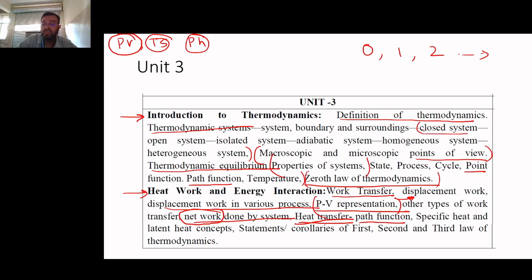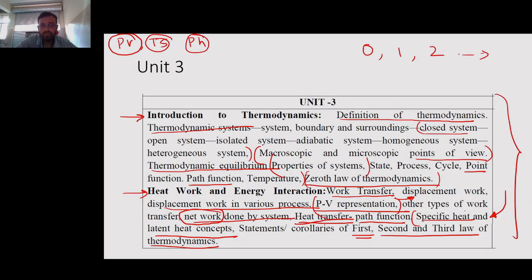Then we'll be looking at specific heat and latent heat concepts. These are very important concepts that we have to introduce and clarify, just in case you have not covered this in your previous years of formal education. Then we'll be looking at the first law of thermodynamics, followed by the second and third law of thermodynamics. Okay, so this will encapsulate the entire syllabus of thermodynamics.